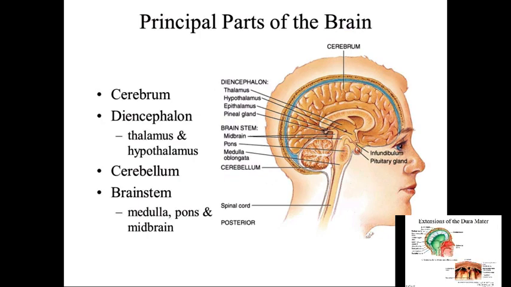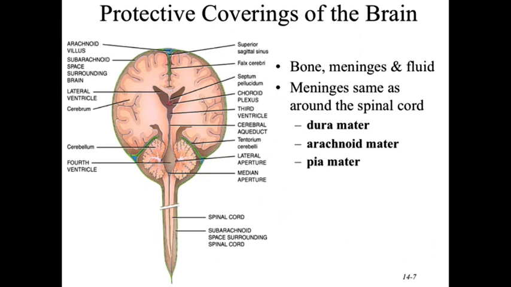The protective coverings of the brain, let me go back there, went too fast. We have the bones, the meninges, and cerebrospinal fluid, as well as the meninges: the dura mater, the arachnoid, and pia mater. That's from outside to in. Dura is the outermost layer, arachnoid's in the middle. It means like spider web, and the pia mater is all the way on the inside, closest to the spinal cord. But you can also see the ventricles.